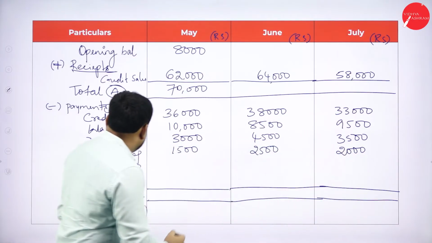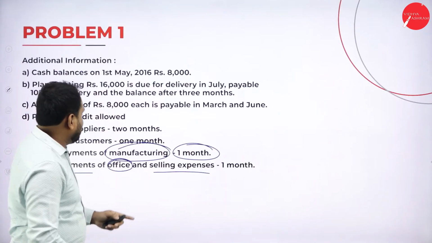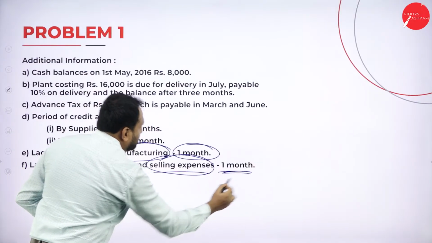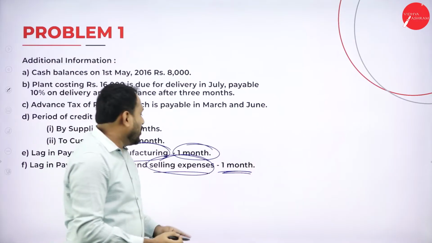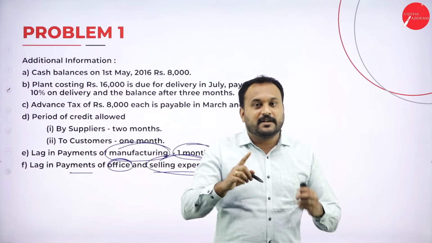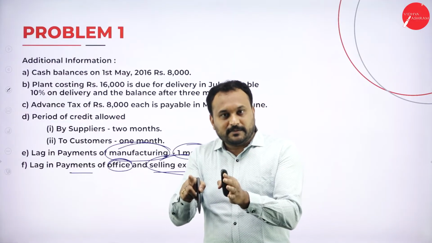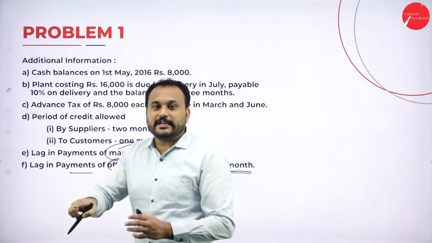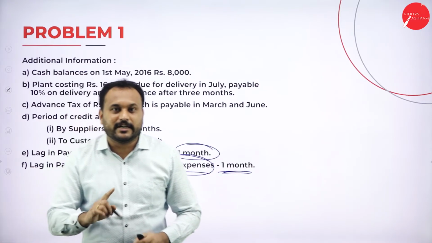Done. Now selling expenses, what is it that they have asked? Again here, lag in payment, selling expenses, how many months? 1 month. Same way it is. See, all the three are all the same way. There is a lag in payment of 1 month. That means March I'll get in the month of April, April I'll get in the month of May, May I'll get it in the month of June, June I'll get it in the month of July. That is what it is, right?